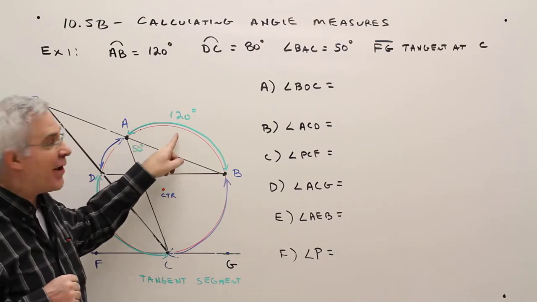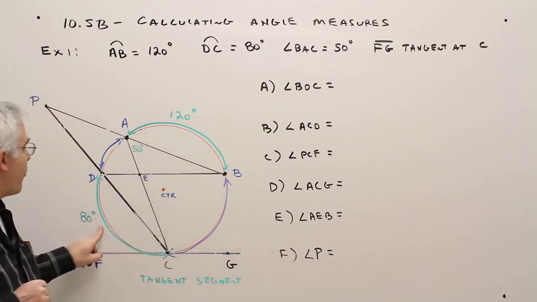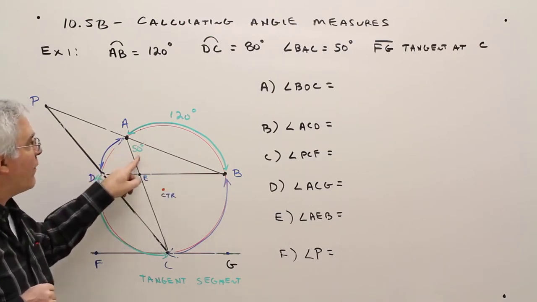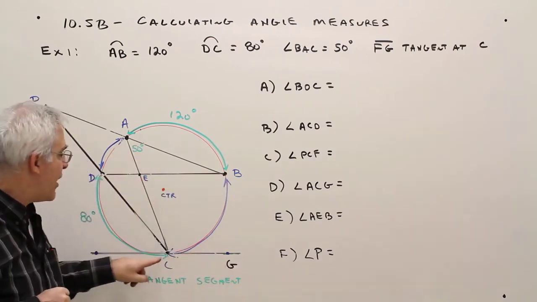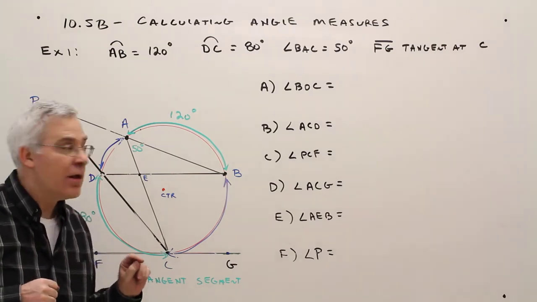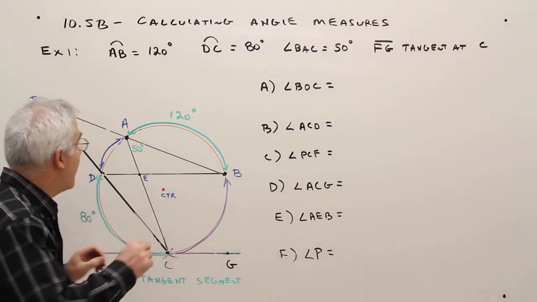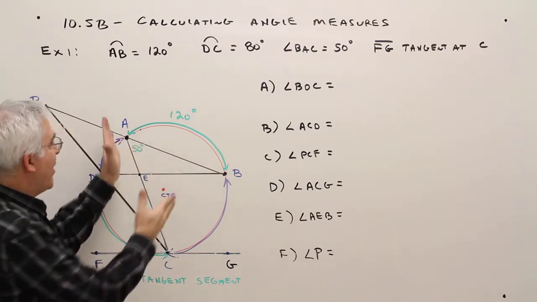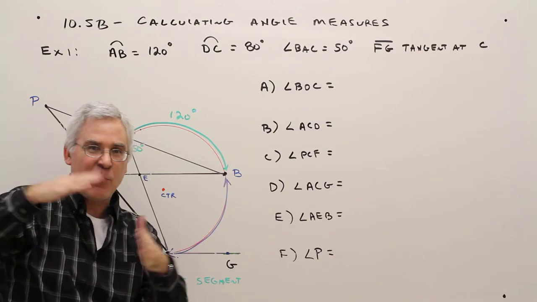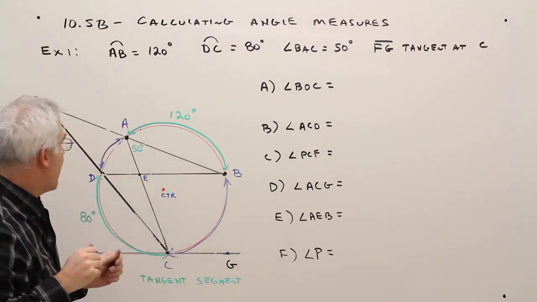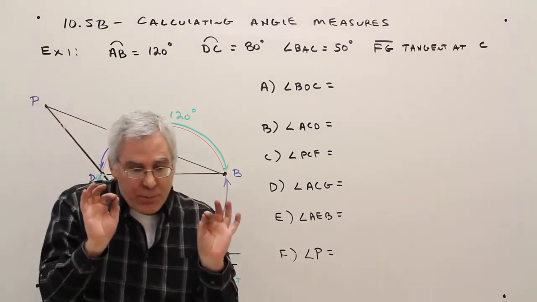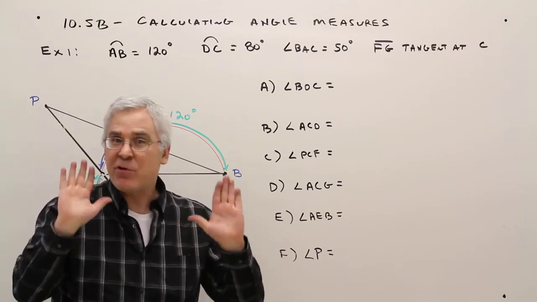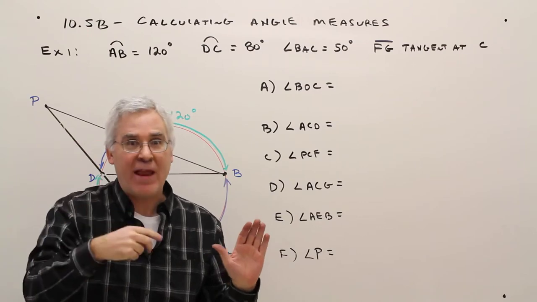So the measure of arc AB is 120, the measure of arc DC is 80, the measure of angle BAC is 50, and segment FG is tangent at point C. What I suggest you do is when you're labeling your arcs, use arrows so you know 120 applies just to that and there's no confusion. Since all of the problems really depend on the measure of the intercepted arcs, I'm going to try to do that first and then go through all the answers.